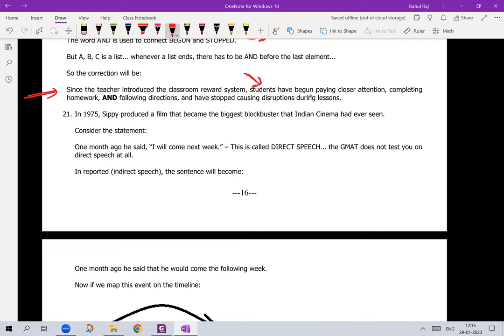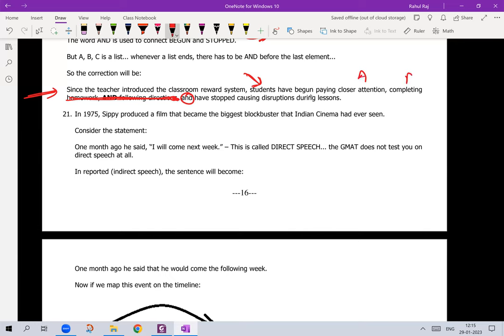Imagine students are paying closer attention, and you remove this entire part, then you don't need a comma at all. The students have begun paying closer attention and students have stopped causing disruption during the lesson. Then you don't need a comma at all. Yeah, because 'and' takes a comma only when you introduce a list into the statement. So here before this 'and', what are we trying to do? We are trying to introduce a sort of list that the students have begun paying closer attention.